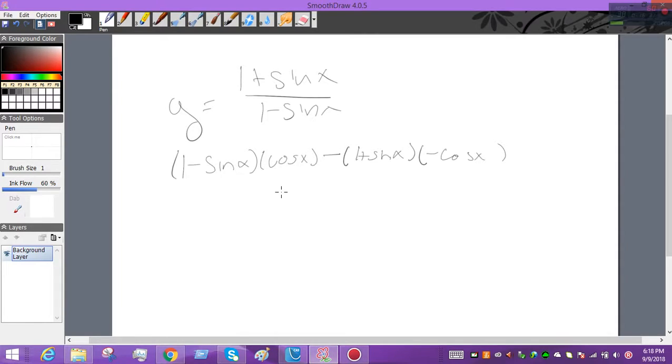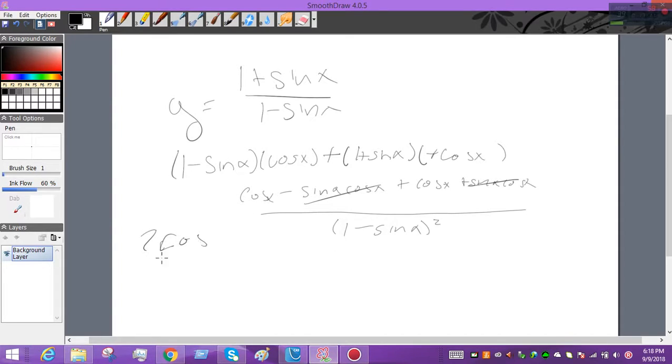If we simplify this down, this turns into addition, and this would turn into addition if I factor out a negative. So we get cosine minus sine x cosine x plus cosine of x plus sine x cosine of x, and all of that is over 1 minus sine of x squared. These are going to cancel out, and we get cosine squared, or not cosine squared, what am I doing? I'm not multiplying. I've got 2 cosine over 1 minus sine of x squared, and this is its most simplified form.